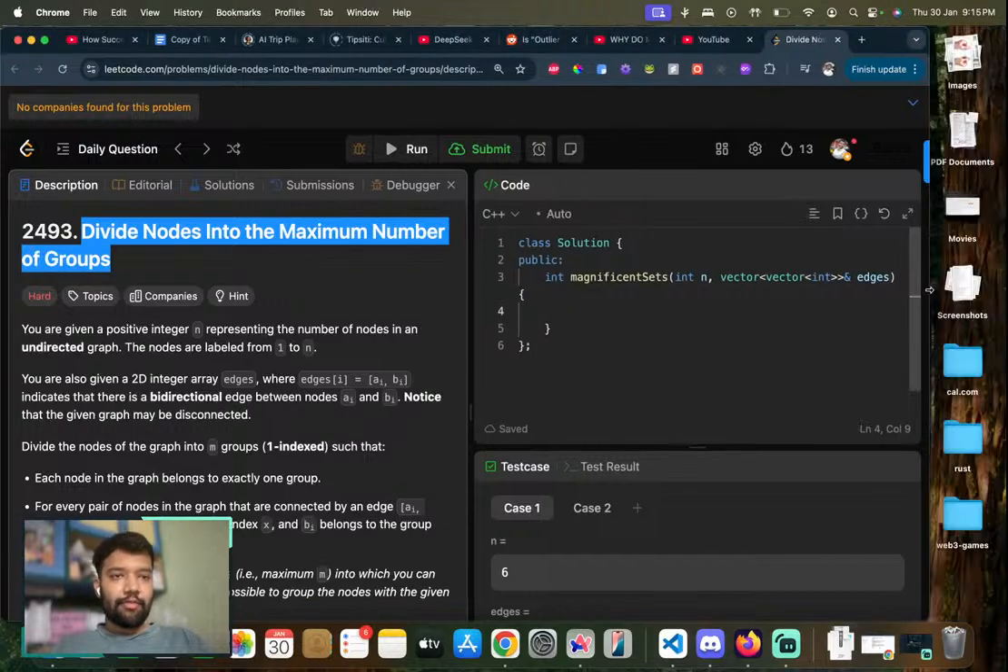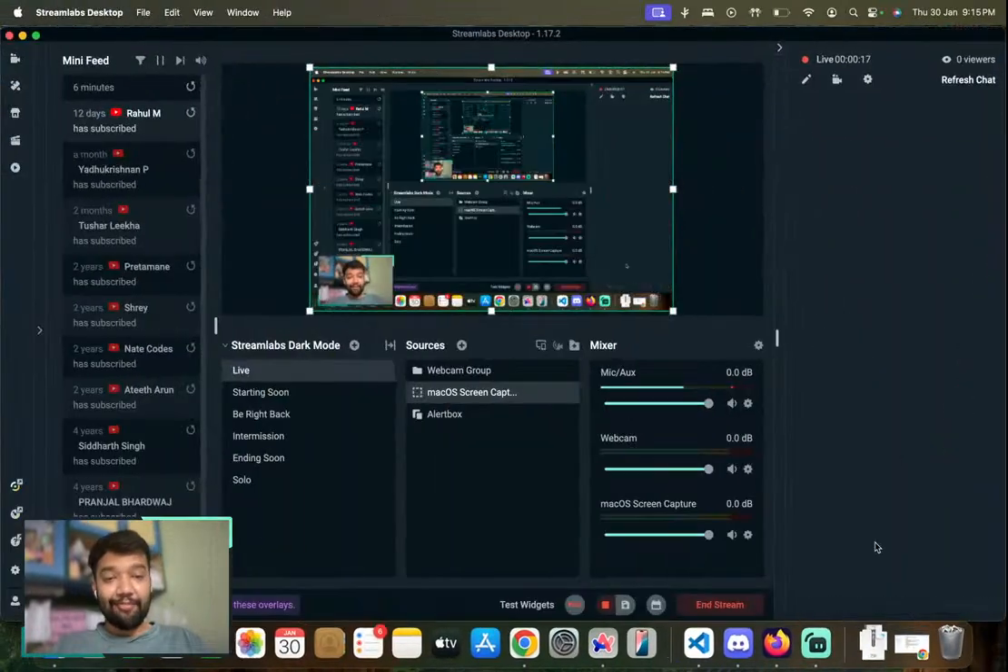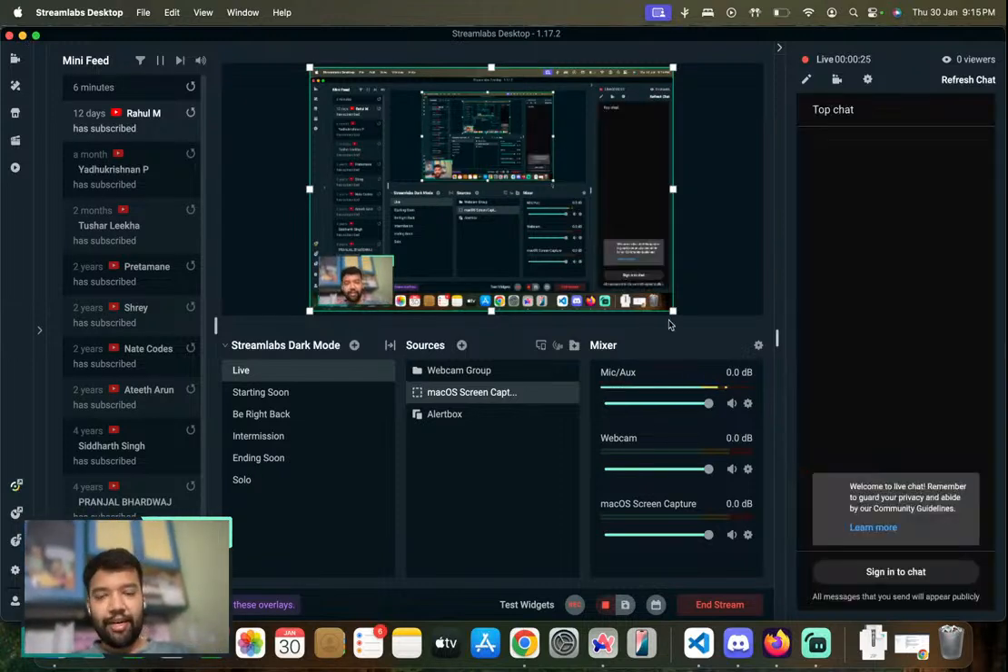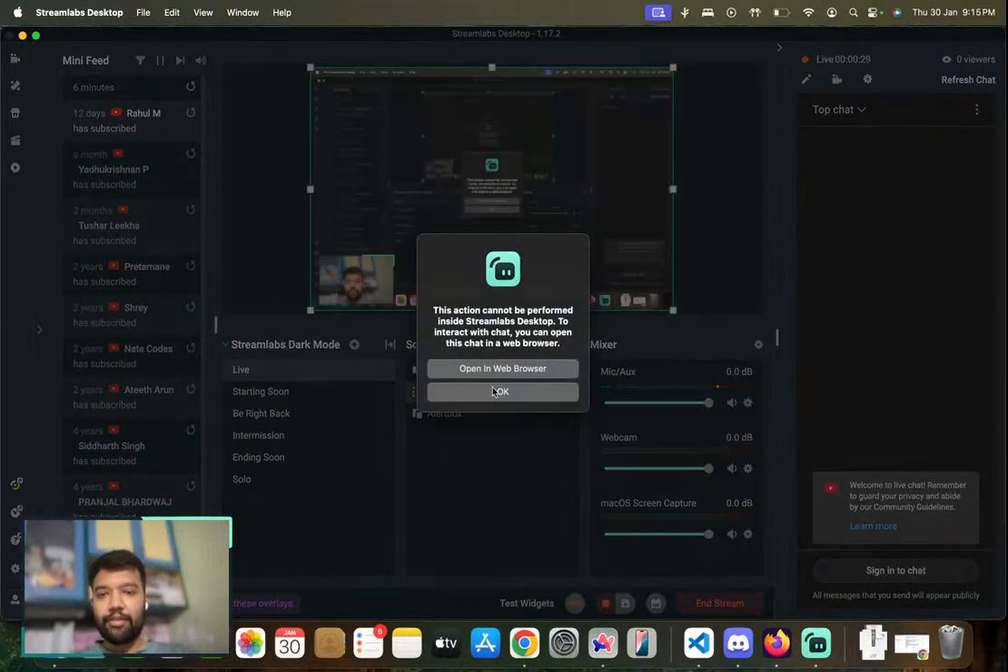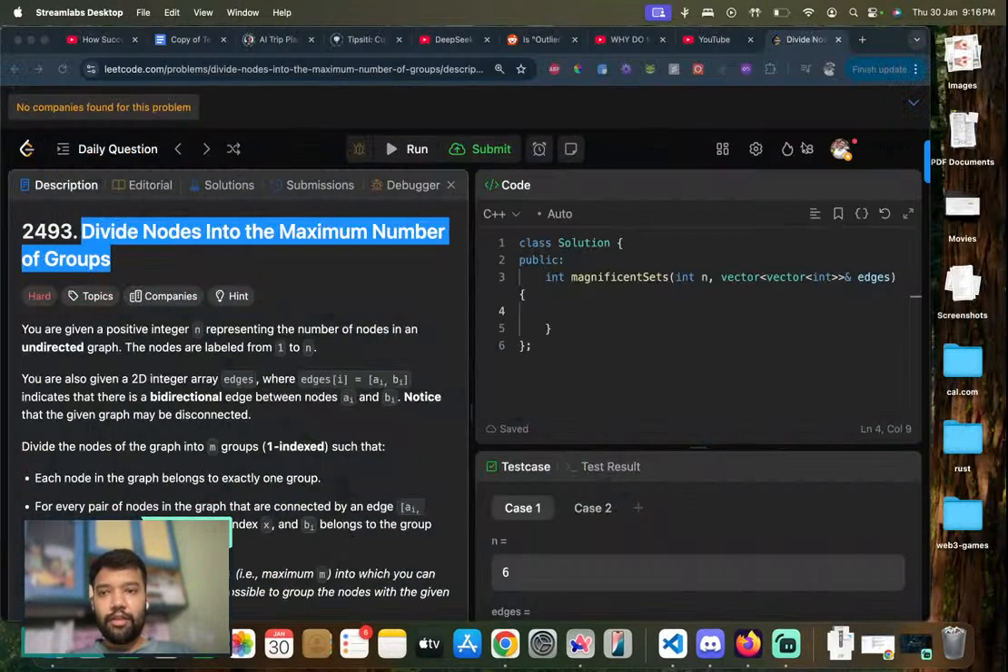Today we are doing LC2493. We are attempting LC2490. It's a hard problem, and I am not very confident about my skills on hard problems. Especially graphs. If it's DP or something, I can still figure it out, but graphs is a little difficult. So, let's see.